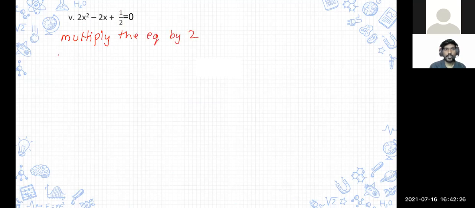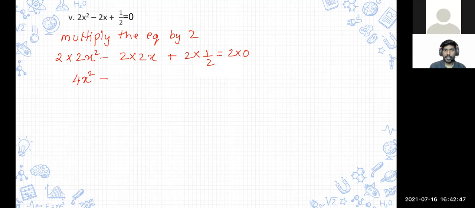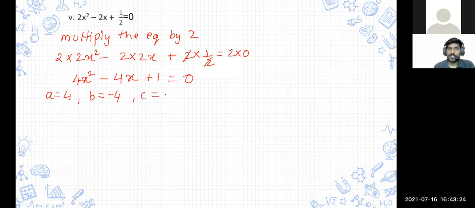So it will become 2 into 2x squared minus 2 into 2x plus 2 into 1 upon 2 is equal to 2 into 0. So I multiplied 2 throughout. So this will become 4x squared minus 2 into 2, 4x. Here, 2 from the numerator and 2 from the denominator will get cancelled. And you will be left with just plus 1 is equal to, on the right hand side, 2 into 0 is 0. Now you have a new quadratic equation. 4x squared minus 4x plus 1 is equal to 0. Now find out A, B, and C. A is 4, B is minus 4, and C is 1.